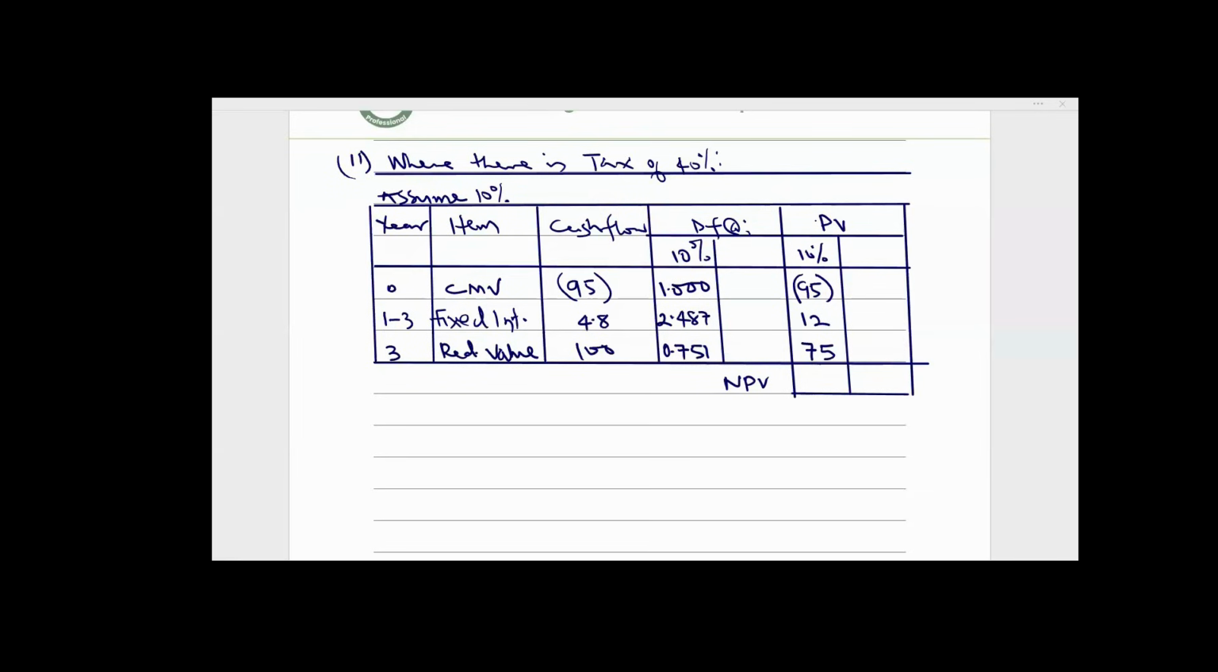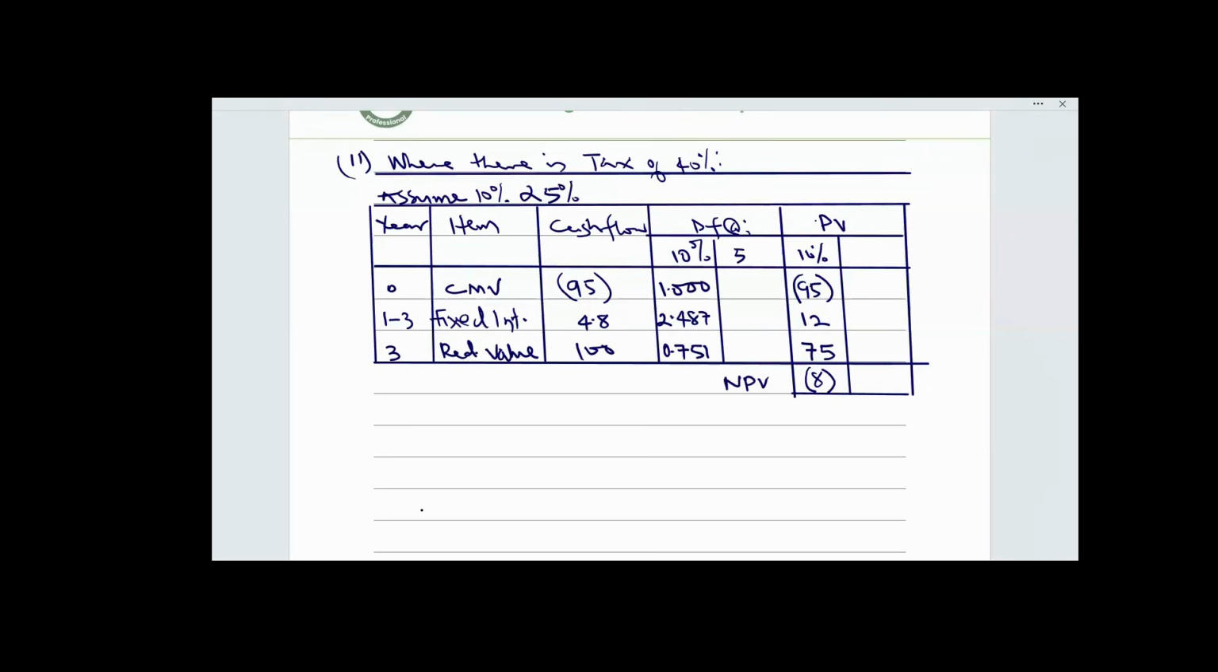That's 87 minus 95, minus 8. Here is minus 8. We assume 10%, we got a negative NPV of 8. Let us assume a lower discount rate that will give us a positive NPV. Therefore, let's assume 5%.